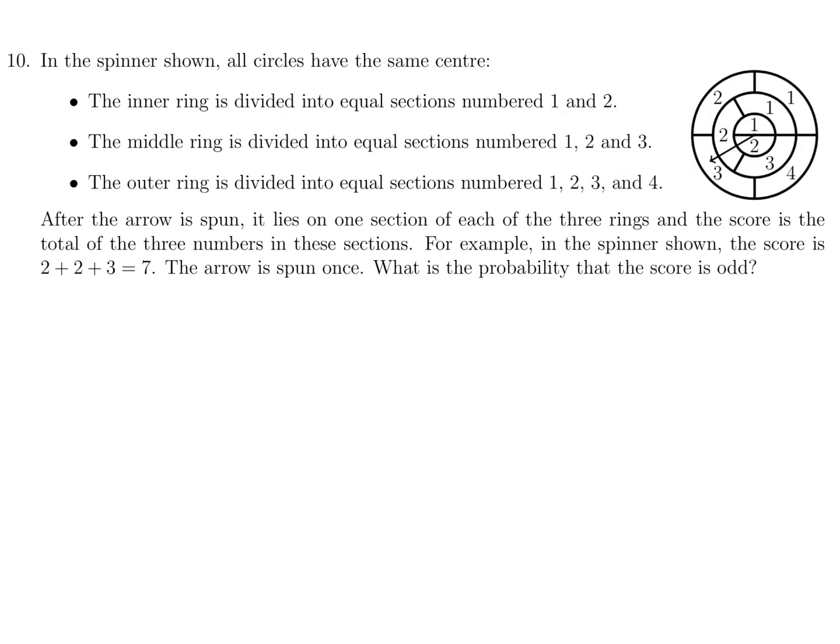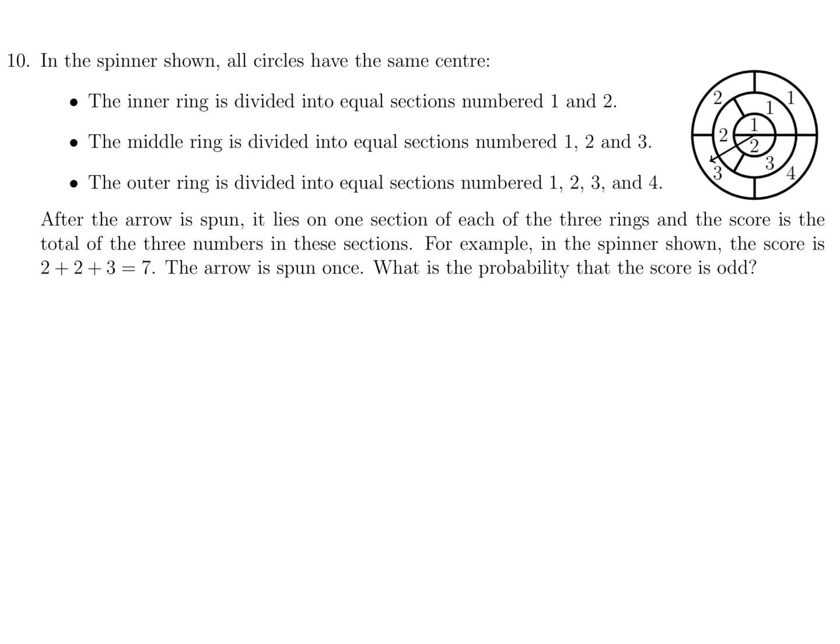In the spinner shown, all circles have the same center. Inner ring is divided into equal sections, numbered 1 and 2. The middle ring is divided into equal sections, numbered 1, 2, 3. The outer ring is divided into equal sections, numbered 1, 2, 3, and 4.